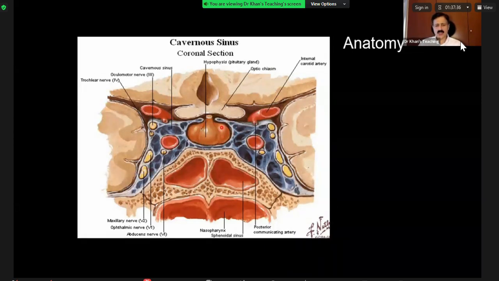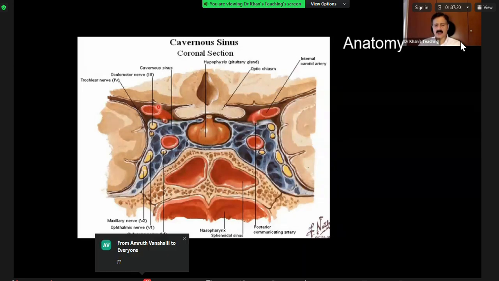And superior to this is, of course, the optic chiasma. This is what we call the supraclinoid portion of the internal carotid artery within the suprasellar cistern, and it will divide into ACA and MCA. Please remember, all of these have been asked in the exam.